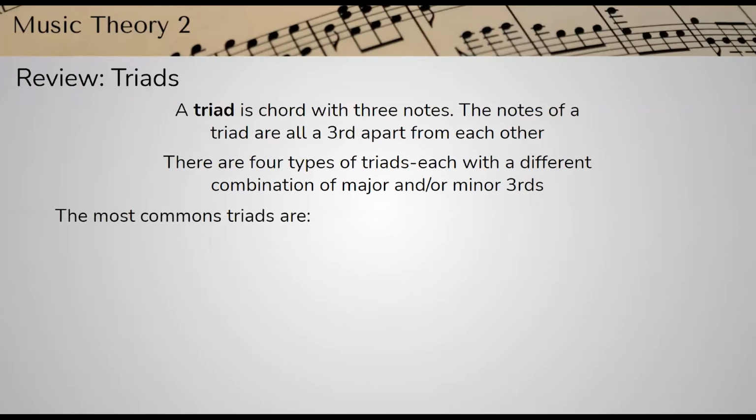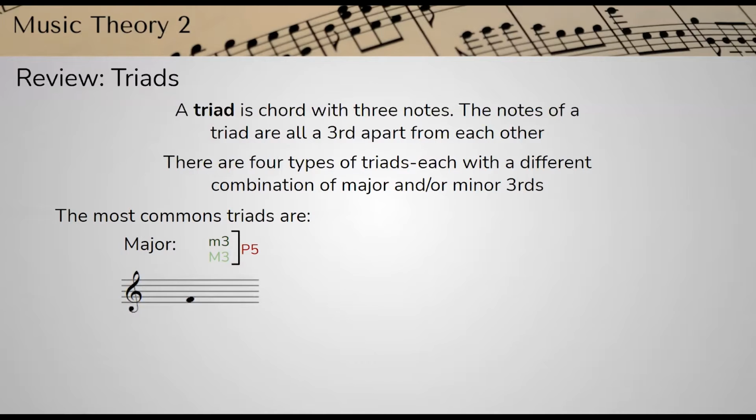Okay? The most common triads that we see all the time are major triads. It's one kind, and it has a major third on the bottom and a minor third on the top. And when you combine those, when you go up a major third and then a minor third, you end up with a perfect fifth.